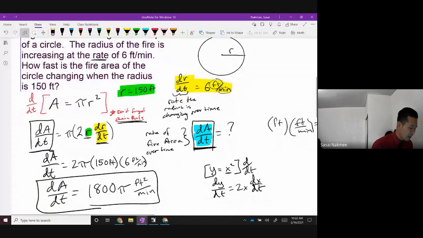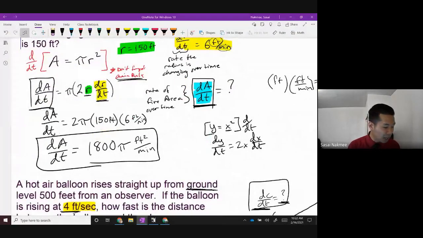The rate at which the area was changing was 1800 pi feet squared per minute. That means that it was growing. And if this number was negative, then we would say that the area was shrinking, right? You can have negative rates, because the rate of change doesn't necessarily always have to be growing. It could also be shrinking. And that's what's going on over here.